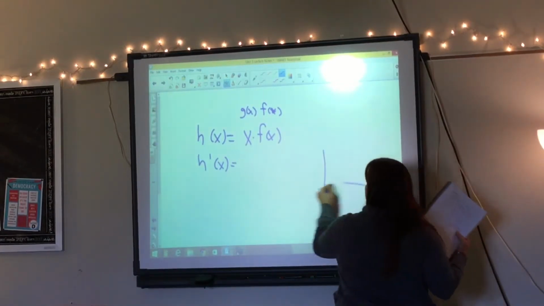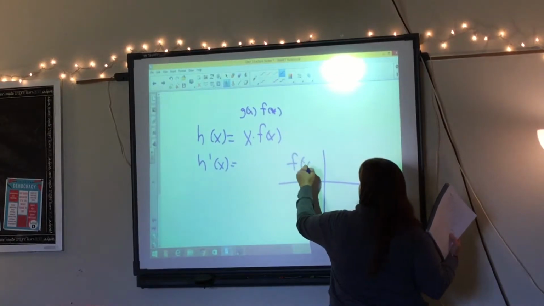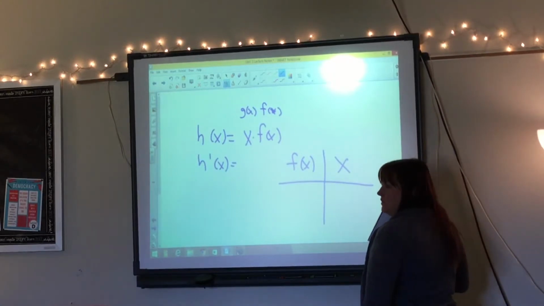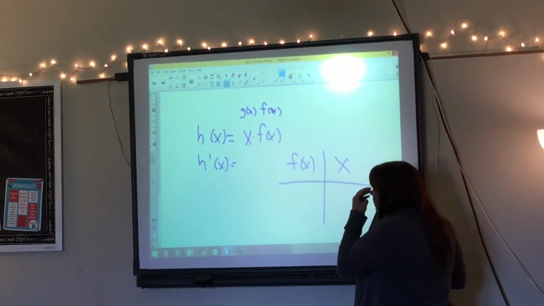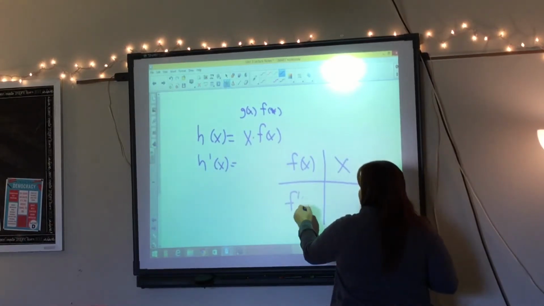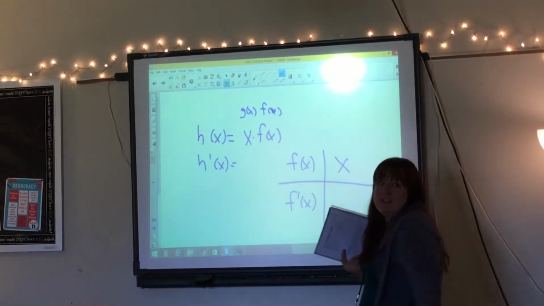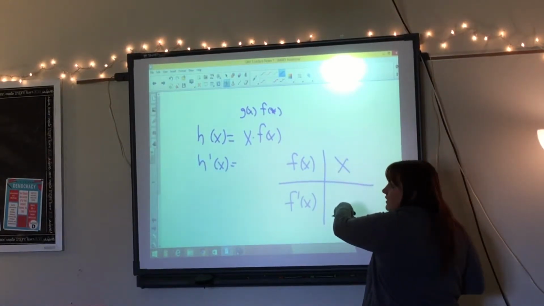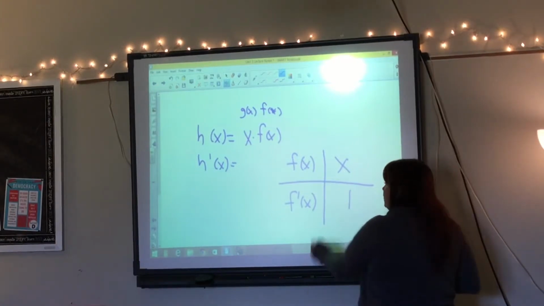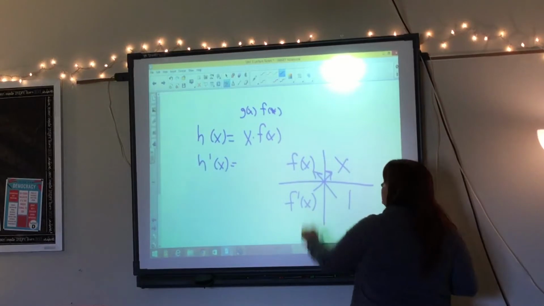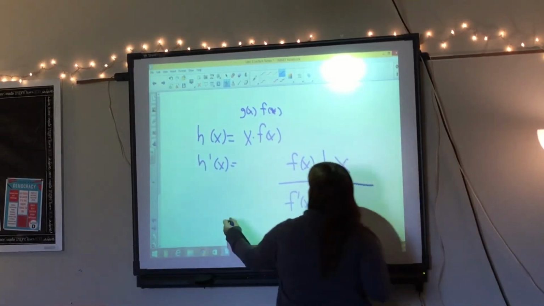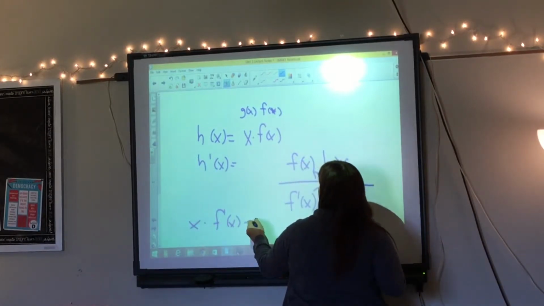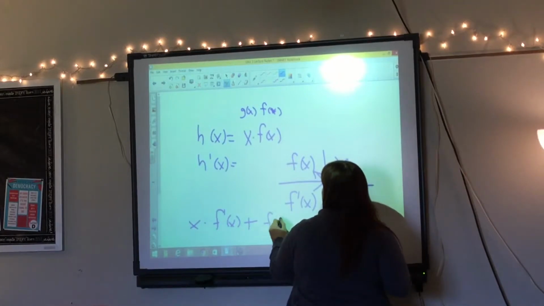So then we're going to make a little chart. We have f of x, and then g of x is just x. Well, what's f prime of x? F prime of x, because we don't know what f of x is, so we just write f prime of x. And then what is g prime? 1. So now we do f prime g plus g prime f. So it would be f prime of x times x plus 1 times f of x, which is just f of x.